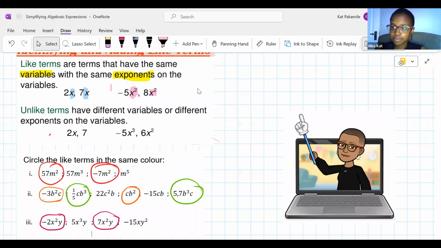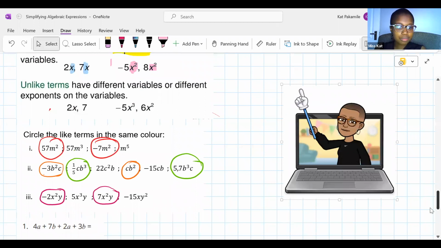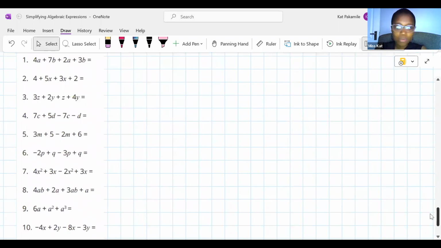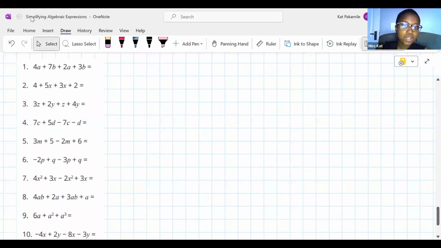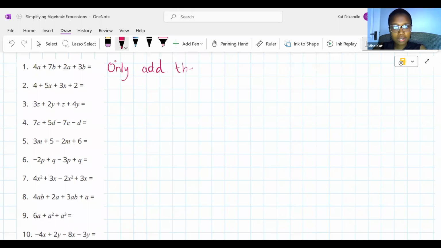Okay, so now that we know how to identify like terms, we're going to add them. The one thing I want you to remember when we are adding like terms is that we only add the coefficients. Remind me in the chat, what are coefficients again?